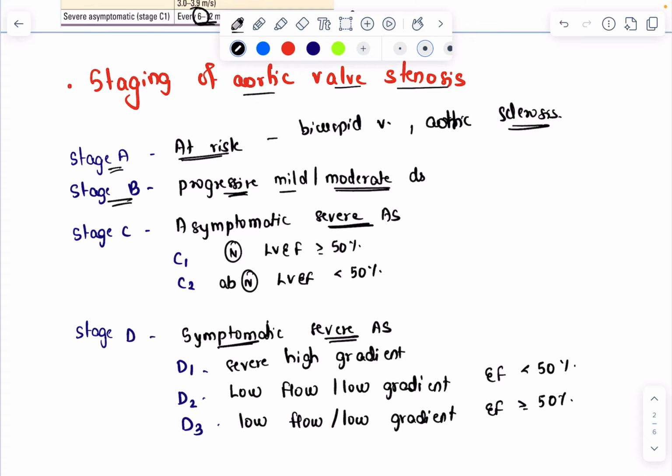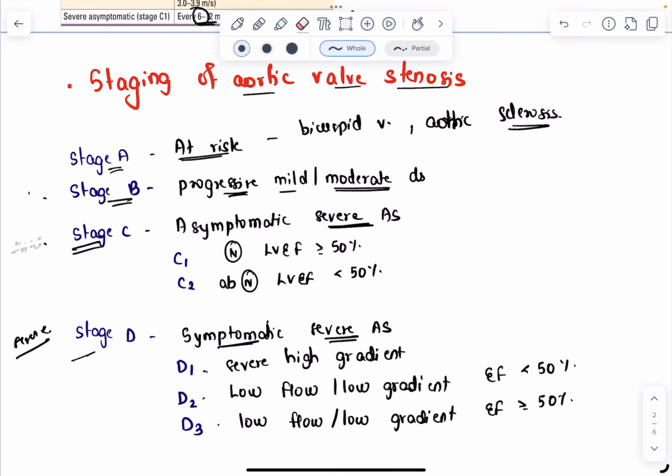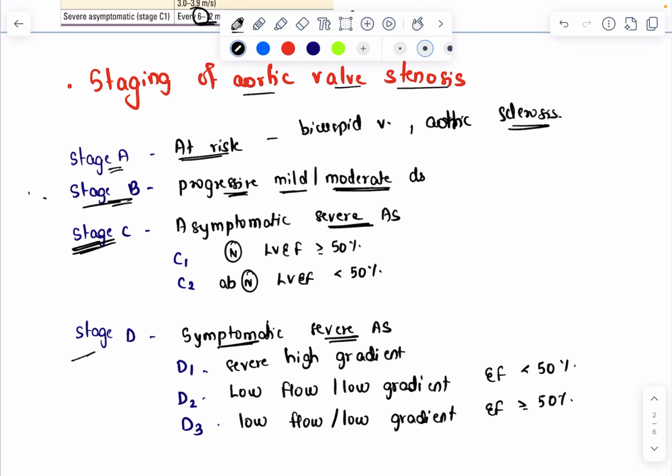Most commonly people confuse that stage B is mild, stage C is moderate, and stage D is severe, but it is not like that. Stage C as well as D are both severe aortic stenosis, and stage B is mild to moderate. So what is the difference? You know about stage B, what is mild and what is moderate. But in stage C, the patient fulfills the criteria of severe aortic stenosis, but the patient is asymptomatic.